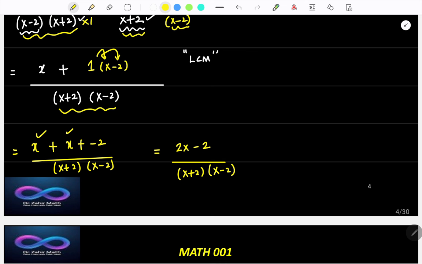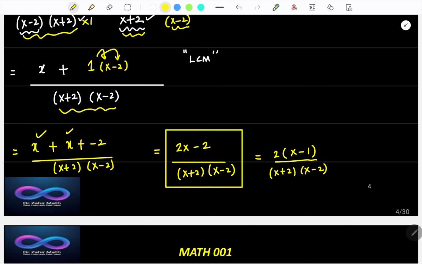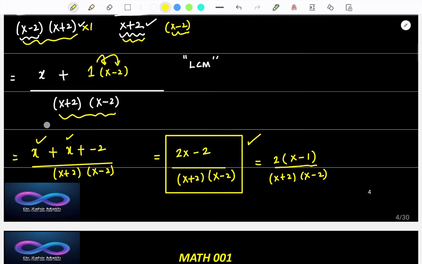Is it going to get anything cancel if you take 2 as common? No. Even I'll try. Let me see. So taking common 2, x minus 1 divided by x plus 2 and x minus 2. Nothing is getting cancelled. So let me keep this as my final answer. Clear? Right. No need of this one. This is enough because nothing is getting cancelled. Right. So 2 times x and then minus 2 divided by x plus 2 times x minus 2.